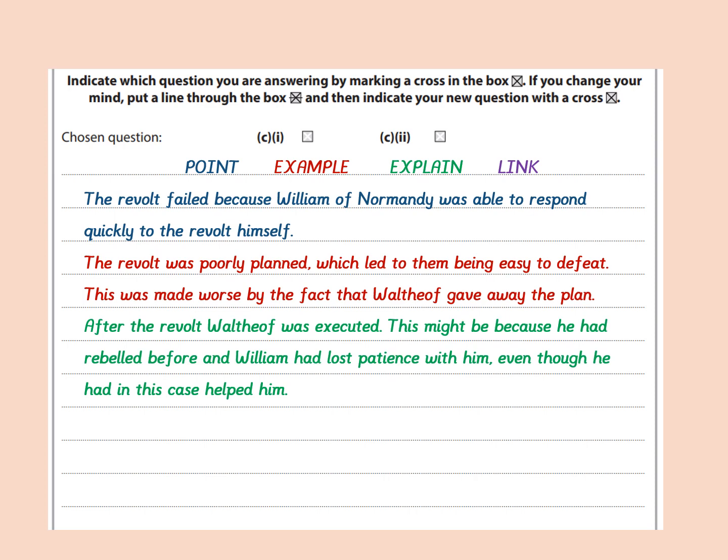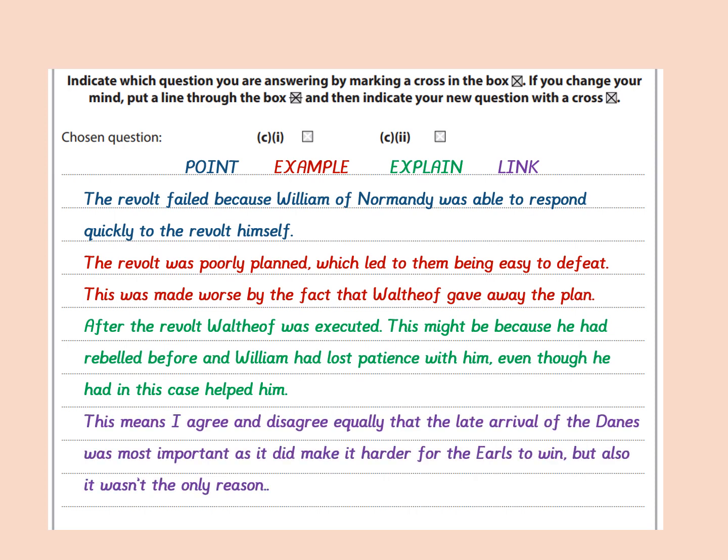This might be because he had rebelled before, and William had lost patience with him, even though he had in this case helped him. This means I agree and disagree equally that the late arrival of the Danes was most important, as it did make it harder for the Earls to win, but it wasn't the only reason. Alright, is there anything factually inaccurate within this? Not really, so that's not the issue.